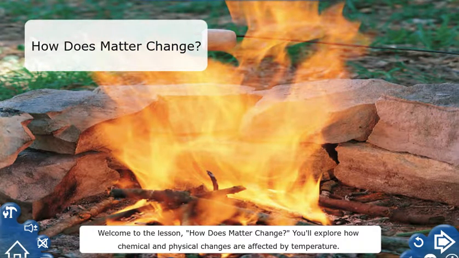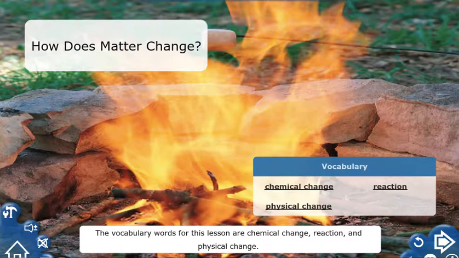Welcome to the lesson, How Does Matter Change? You'll explore how chemical and physical changes are affected by temperature. The vocabulary words for this lesson are chemical change, reaction, and physical change.